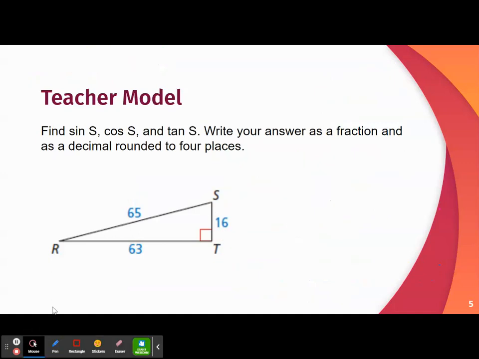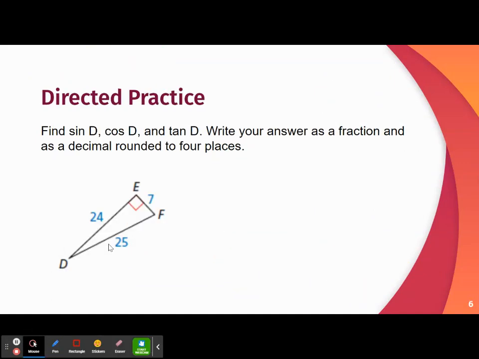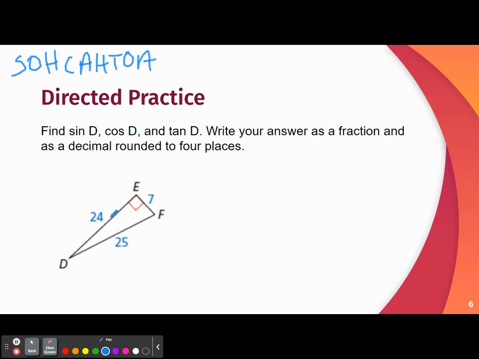Let's do one together. First thing you need to do is write down these numbers: 24, 25, and 7. Then I would write down the SOHCAHTOA. Okay. And it says angle D. So we're looking at angle D. My first question is, which side would be the hypotenuse? DF. Okay, perfect, because it's across from the 90-degree angle.